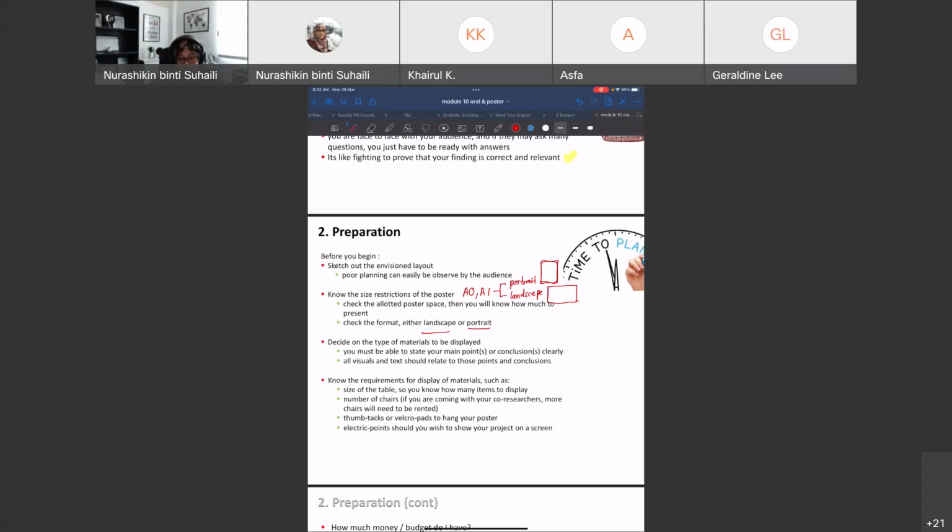Decide on the type of materials to be displayed. So what kind of materials here? Materials here refers to figures. Okay, figures, it can be photo images that you take during your lab work. Maybe the setup of the equipment, the setup of the experiment, and then figures could also be graphs. Okay, this one when you want to present your results in the results section. So you have to include the graph that describes your results.